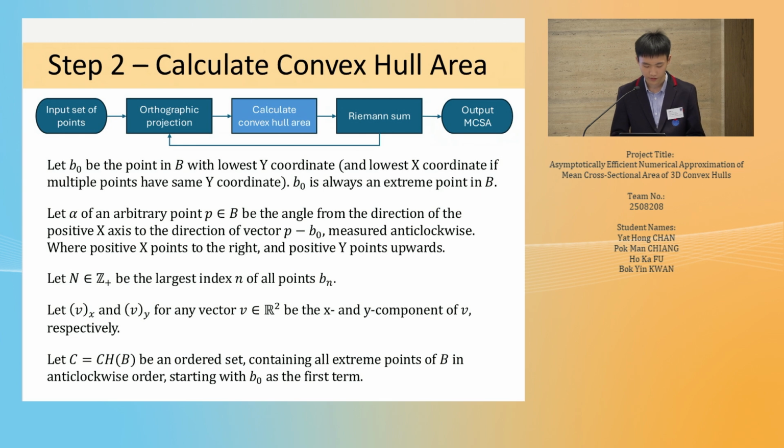Next, step 2 is to find the area of the bounding polygon of the projection, which is the CSA. We define B0 as the bottom left point of the projected set, alpha of any point as the angle from B0 to that point, Bn as the nth point in the projected set from B0 in anticlockwise order, capital N as the number of extreme points excluding B0, C as the convex hull of the projected set, which is an ordered set, and Ci as the ith point in C.